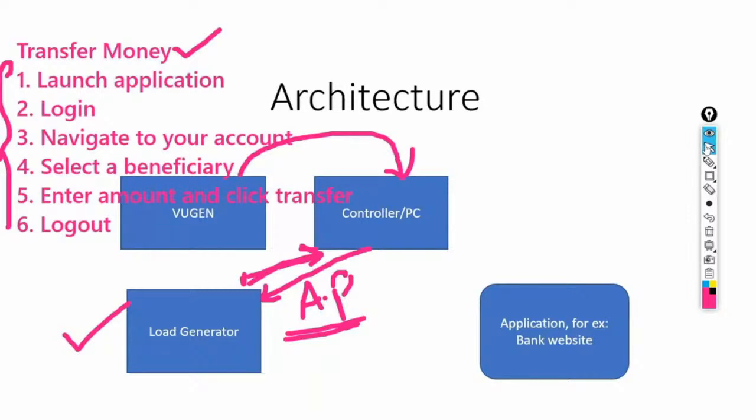So we are done with what is performance testing. We are done with LoadRunner architecture. Then we will go to the next step, that is sample recording and replay using Viogen. What is this step all about? I told you there are some functionalities or workflows, like transfer money and all those things, for which you need to develop the script.